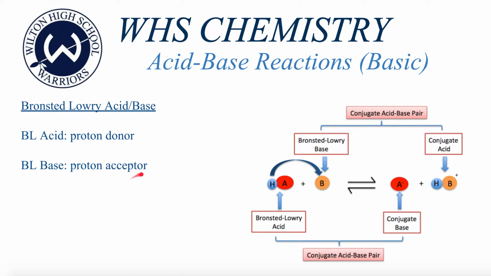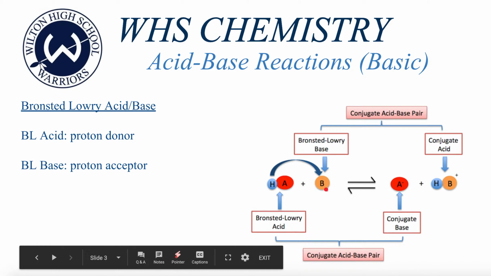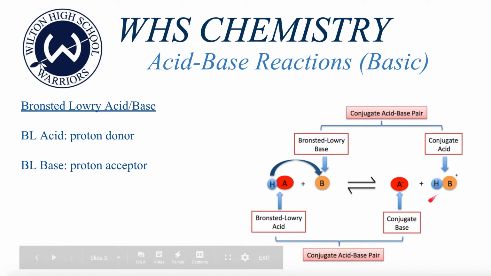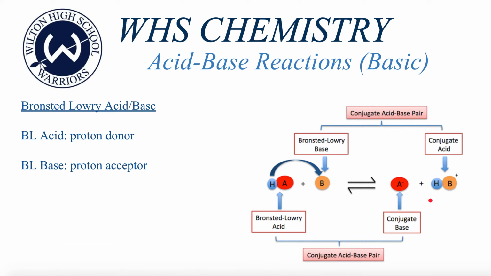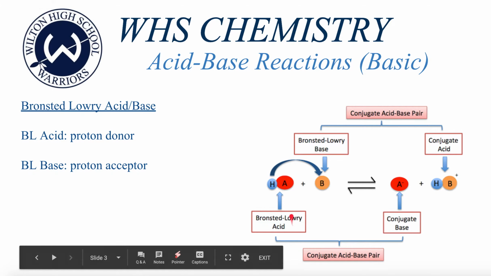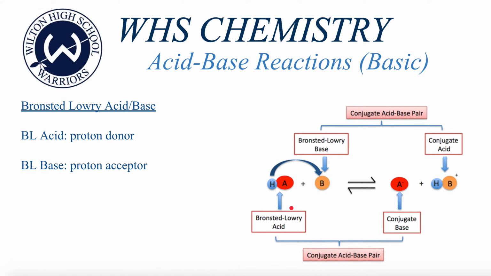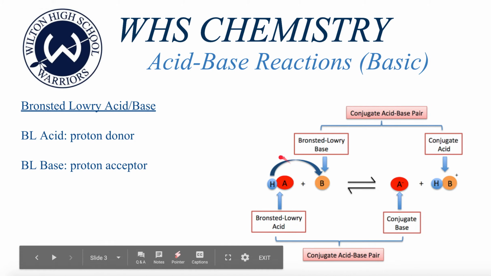In the other terms, the Bronsted-Lowry base is the proton acceptor because it originates as a B and then turns into HB plus. So it's becoming more positive, therefore it's a proton acceptor. You can also apply the rules of oxidation and reduction to it. Since a Bronsted-Lowry acid is losing a proton, that means it is becoming more negative. So it's gaining electrons, so it's being reduced.